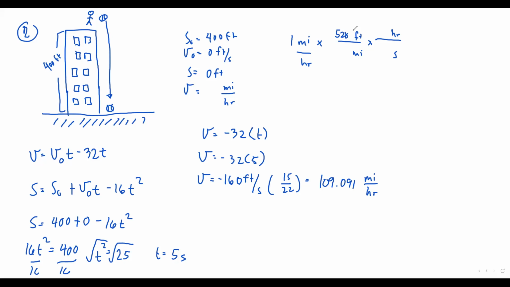So ayan na yung pinaka-conversion natin. Okay? Feet per second to miles per hour, 15/22. Pero pag miles per hour to feet per second, 22/15. Okay? So ayan na yung final answer natin. So next tayo, next problem. Last problem for rectilinear motion or free fall.